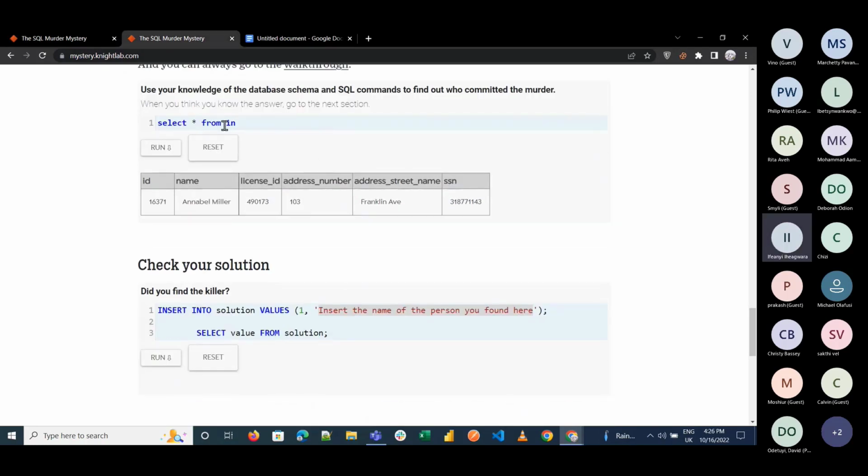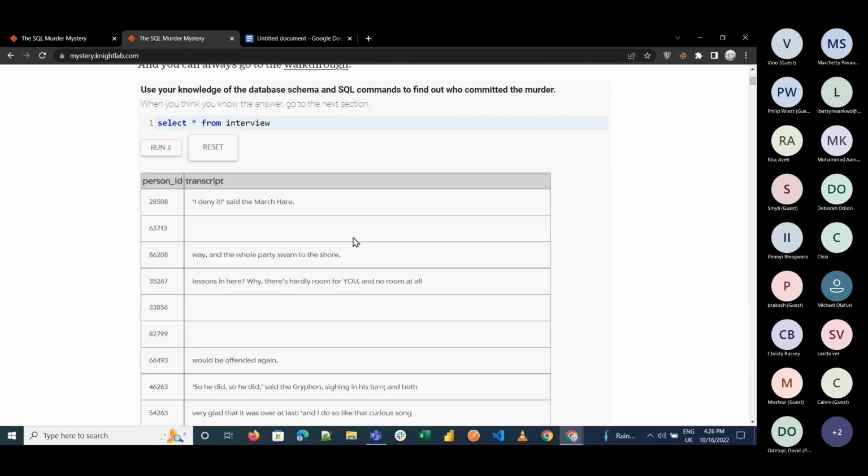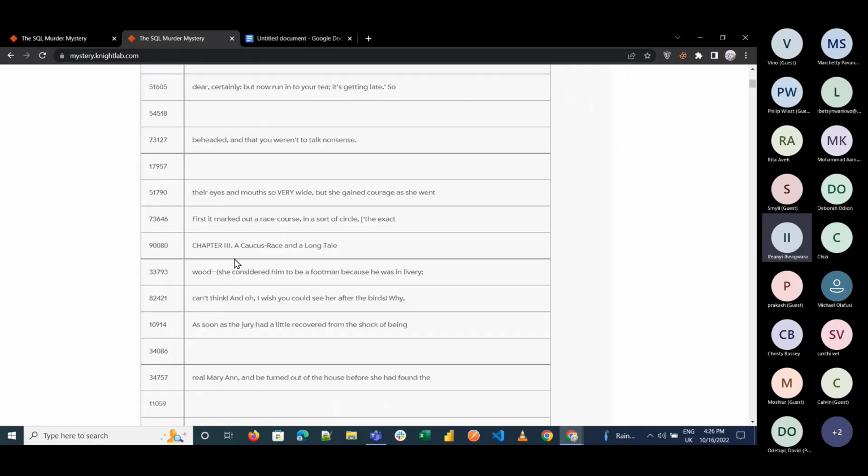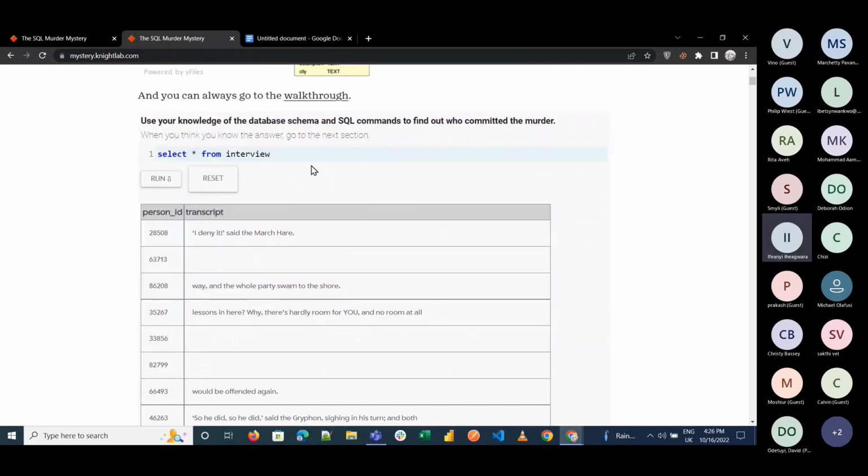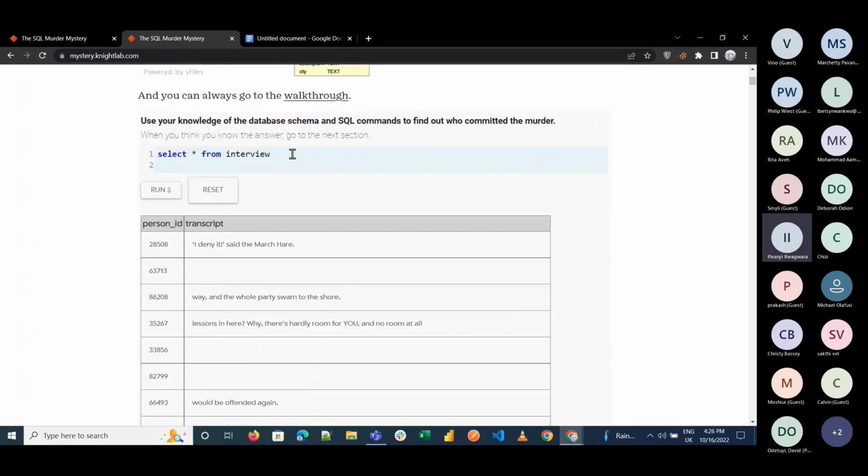So the interview table has the person's ID number, and we also have the transcript. There are a lot of transcripts here. We can take a look at them one by one. So let's get our ID number, because we're trying to find out what each of these people said.